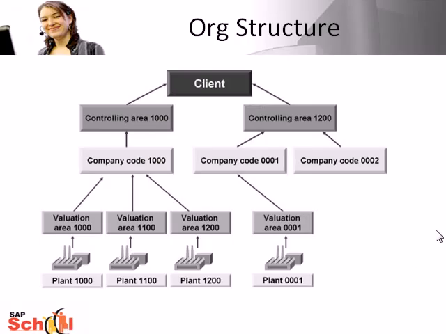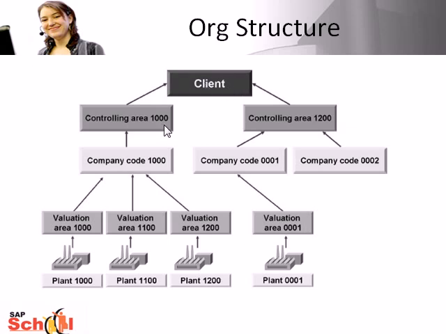So this is what the org structure looks like. At the top you have the client. The client is a unit within an SAP ERP system that is self-contained both in legal and organizational terms and in terms of data, with separate master records and an independent set of tables.